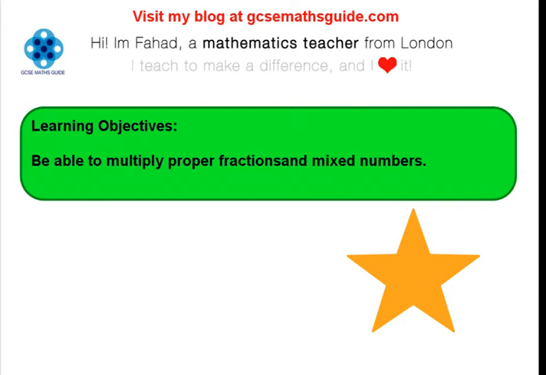Today we're going to focus on multiplying fractions and mixed numbers. I've made a slight mistake here. Here it's supposed to be fractions, you know what I mean. Now this topic is graded from G all the way up to a C grade. So let's go ahead and look at a couple of examples.